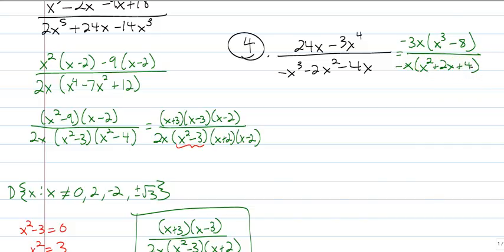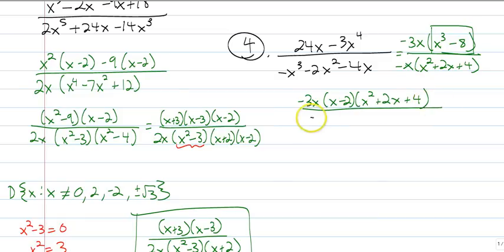Okay. Now, let's factor this completely. The top you guys should remember from last semester as a difference of cubes. Yes, you do still need to remember that. So we get negative 3x, x minus 2, x squared plus 2x plus 4 all over negative x times x squared plus 2x plus 4.